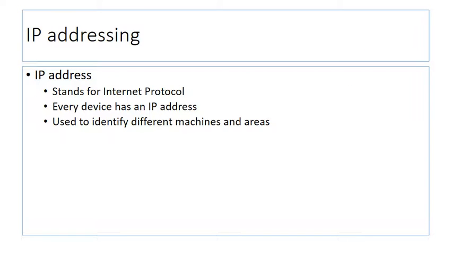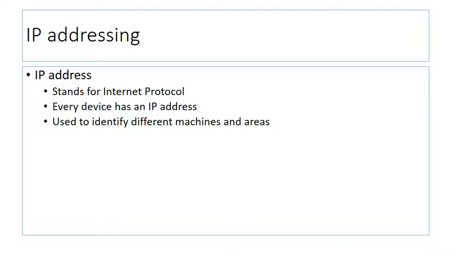So IP first of all stands for Internet Protocol. Every single device which connects to the internet has an IP address, and it's used to identify different machines and areas. So different areas of countries have different IP addresses, but what can happen with these IP addresses, they can be spoofed. And what that means is that someone, for example, in the United Kingdom, their IP address could make them appear as if they're connecting from Brazil, which is quite a big flaw.